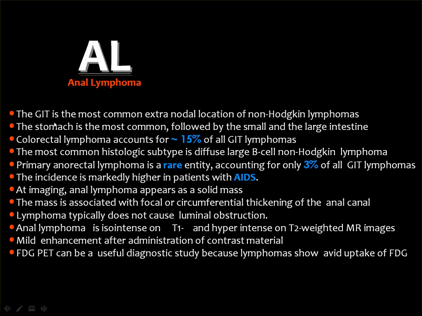The GI is considered the most common extranodal site for non-Hodgkin lymphoma, and the most common sites are the stomach and the small bowel. Then comes the large bowel. The colorectal lymphoma accounts for 15% of all GI tumors and, of course, of the B-cell non-Hodgkin type. The primary anorectal lymphoma is rare, and it accounts for about 3% of all GI lymphomas, and it may have an intimate relation with AIDS infection.